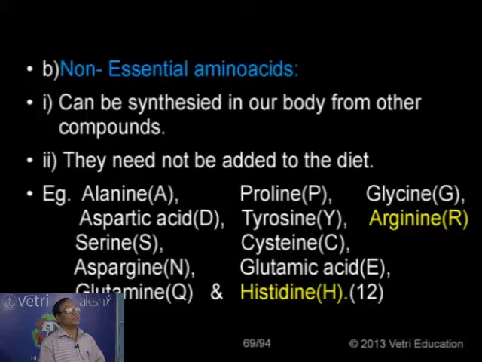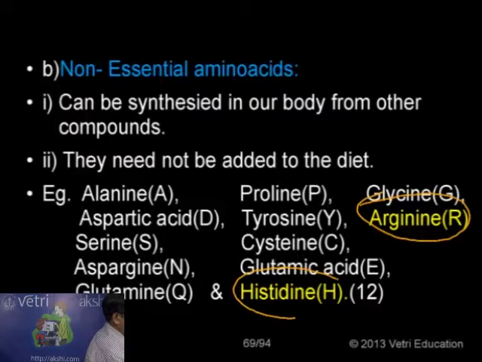I mentioned here, for example, alanine, proline, tyrosine. We also have, for example, glutamic acid, aspartic acid, etc. In this category, I have given two amino acids specifically, represented in yellow. One is arginine, another one histidine. The letters within the brackets are normally the code letter for each amino acid.